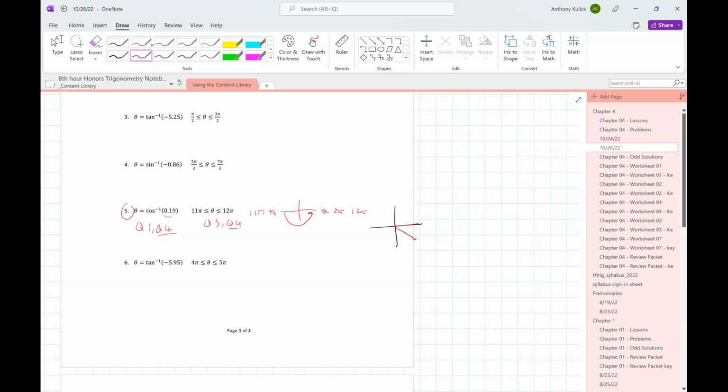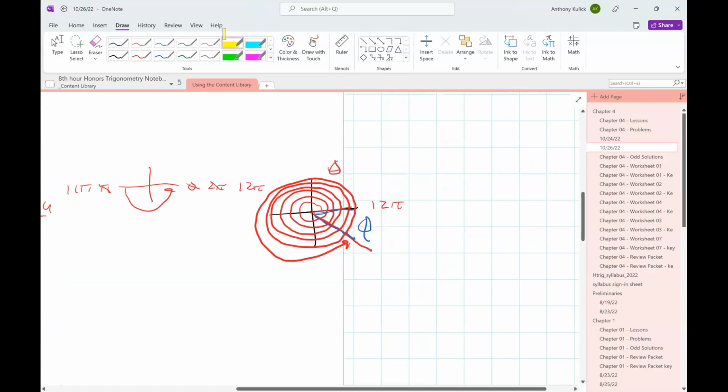So draw my initial side, and then we got a lot of spinning to do. So 1 pi, 2 pi, 3 pi, 4 pi, 5 pi, 6 pi, 7 pi, 8 pi, 9 pi, 10 pi, 11 pi to 12 pi. Okay with that? And we'll identify our angle phi here. So if I compare which one is bigger, I have theta or 12 pi. Which one is bigger?